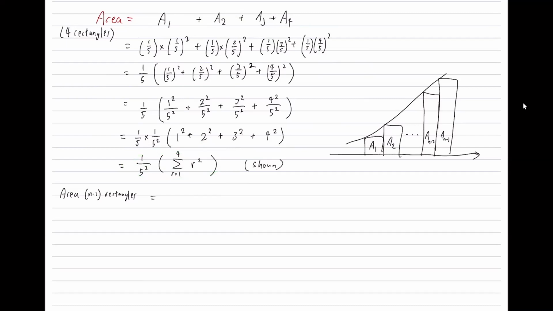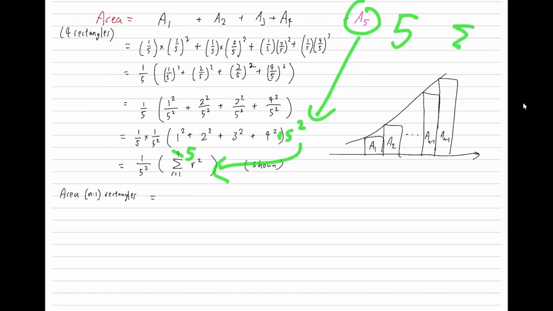Can you see that if I just add on another A5, what will happen to my formula? What will happen to my eventual formula here? 1 square plus 2 square plus 3 square plus 4 square. What do you think you want to add on? Plus 5 square. Yes, exactly. So that means that this summation notation, instead of summing from 1 to 4, you just change to 5. Just change the 4 to 5, if you plus A5. So in general, if you want 5 rectangles, you sum from r equals 1 to 5. Just now we had 4, then we sum from r equals 1 to 4.